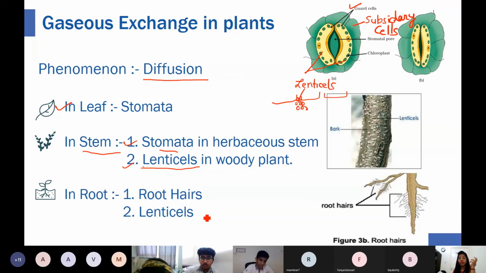So in root, how will they do the gaseous exchange? Soil contains a little bit of air, and from that air the root will trap oxygen. And even the roots contain lenticels, the loosely held cells present in the root. Definitely this part of the root will have lenticels, because in a tree these roots also have a little bark. This thin area will not have it, but the area which is a little thicker will have a bark, and the bark will have lenticels. The bark is not continuous; there are loosely held cells, which are called lenticels.